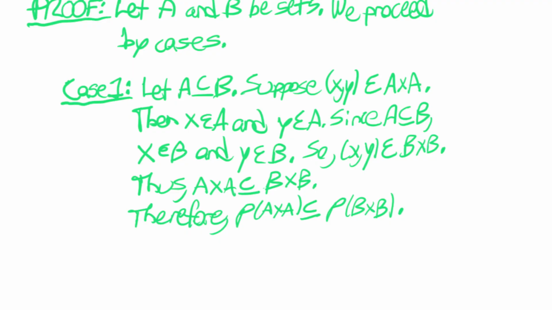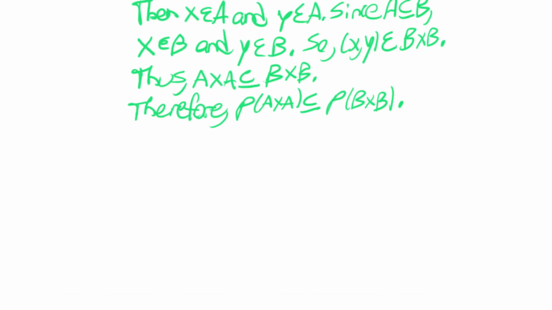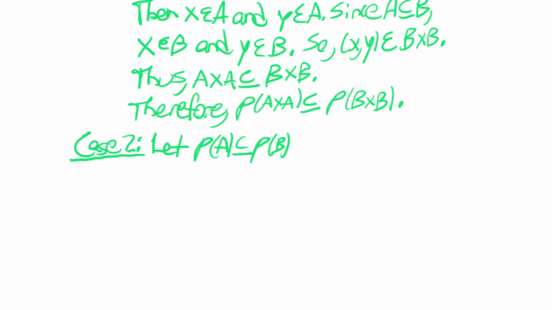Okay, let's look at our other case for this problem. Let's look at our second case, case 2. So we are going to let the power set of A be a subset of the power set of B. So since A is an element of the power set of A, then A is an element of the power set of B.